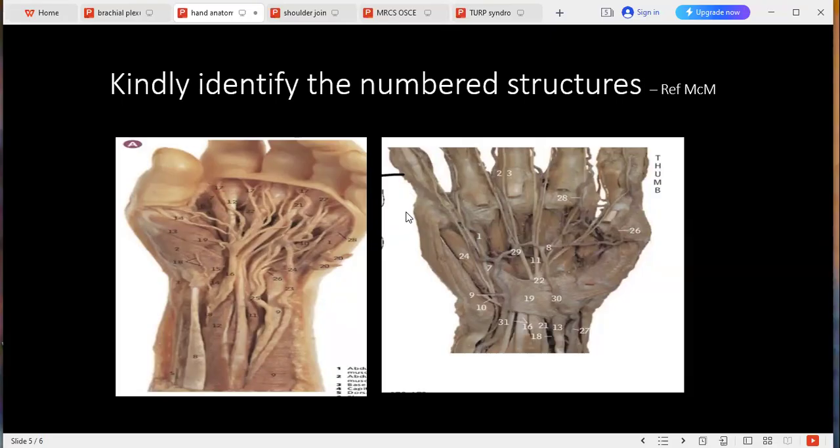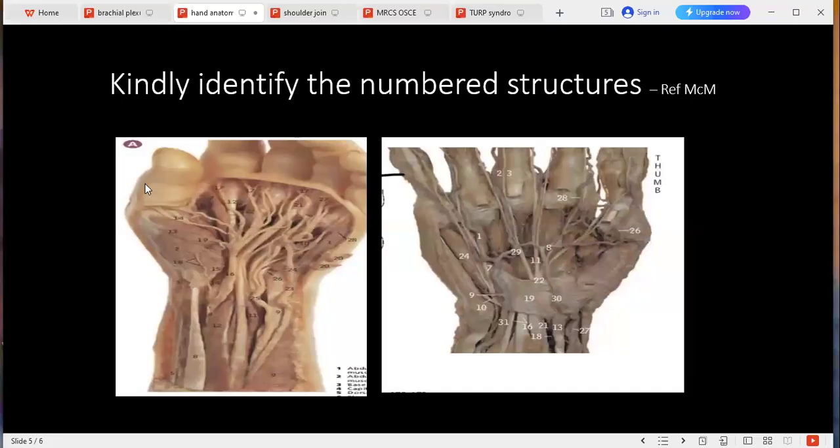You told me about the movements of the thumb. Which nerves supply or are responsible for the movements of the thumb? Okay. First of all, flexion is done by two muscles, flexor pollicis longus and flexor pollicis brevis, and they are supplied by the median nerve.